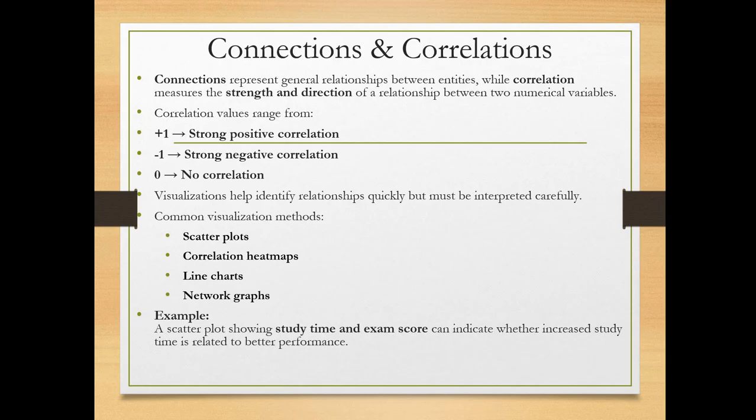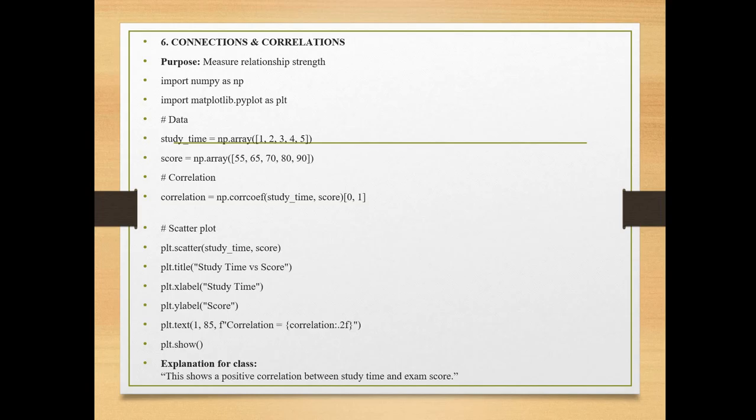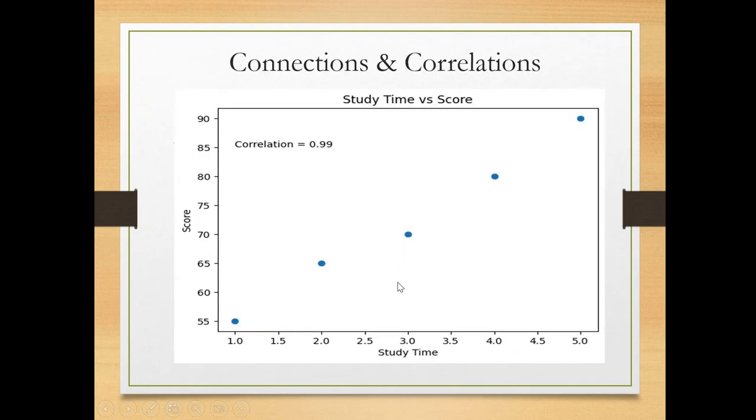In this example, the scatter plot shows the study time and the exam score. The data taken is study time and score. Declared in array variables, and then we calculate the correlation value and print it as a result. This is a correlation map. In this we get a 0.99 value.